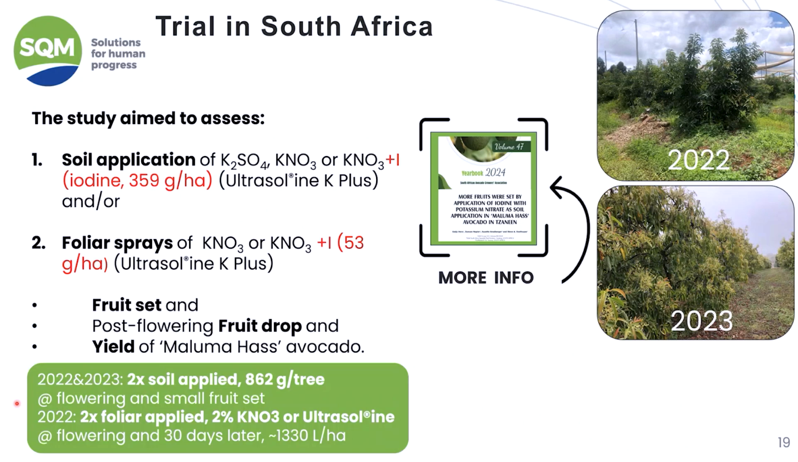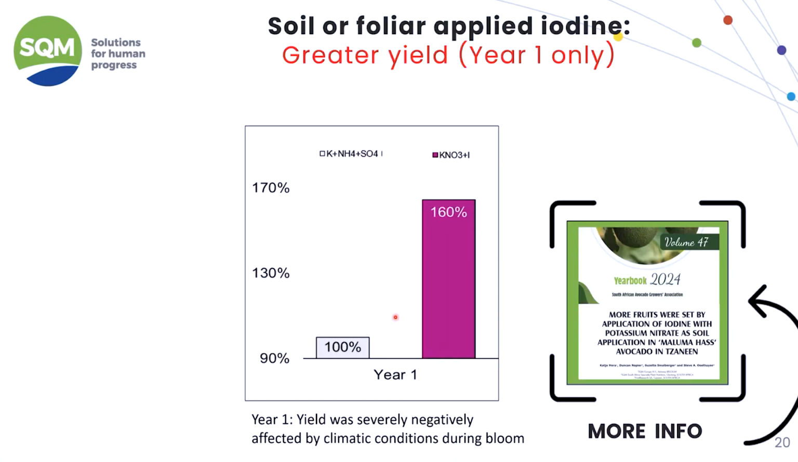So here we go. Now, the first year we find a quite spectacular increase in yields from both the soil and the foliar application, but I have to put a disclaimer on that. In that year, the yield of the total orchard was very, very low because there was a severe drought and a lack of water at the time of the bloom. So these figures might be somewhat pumped up due to that.